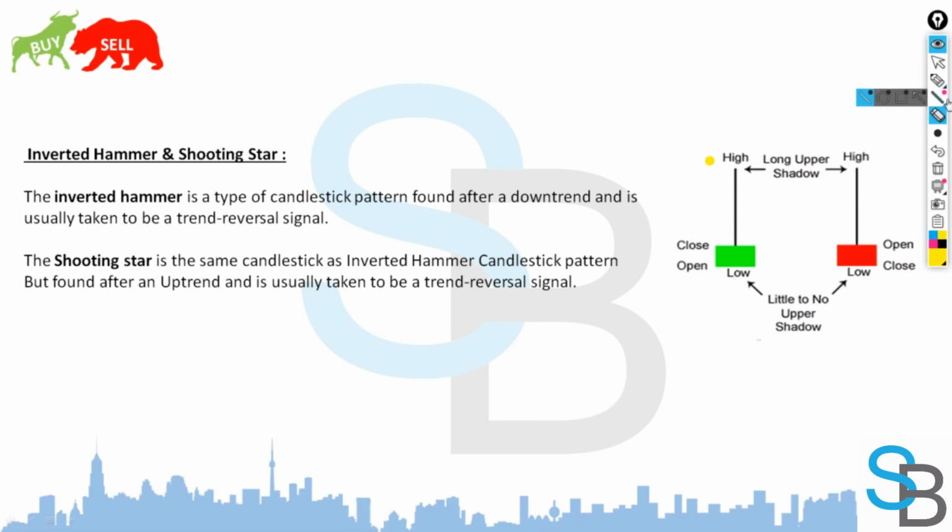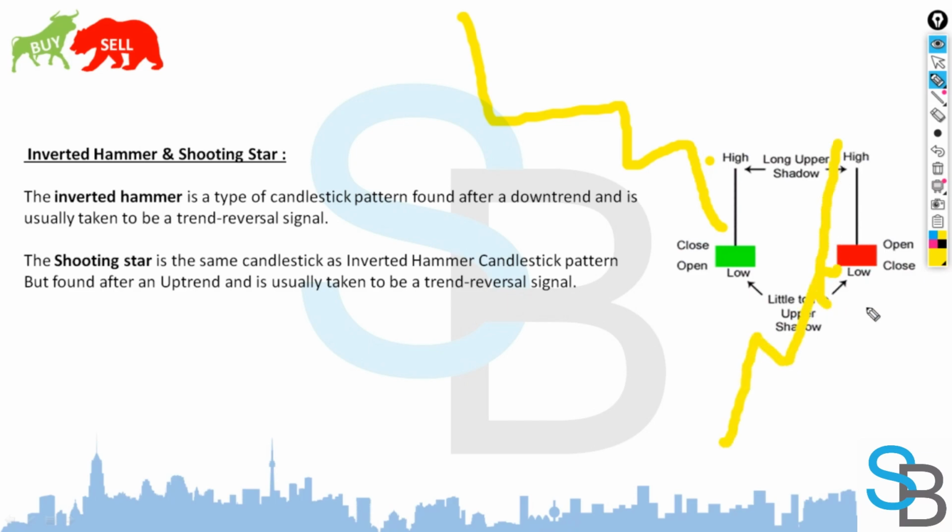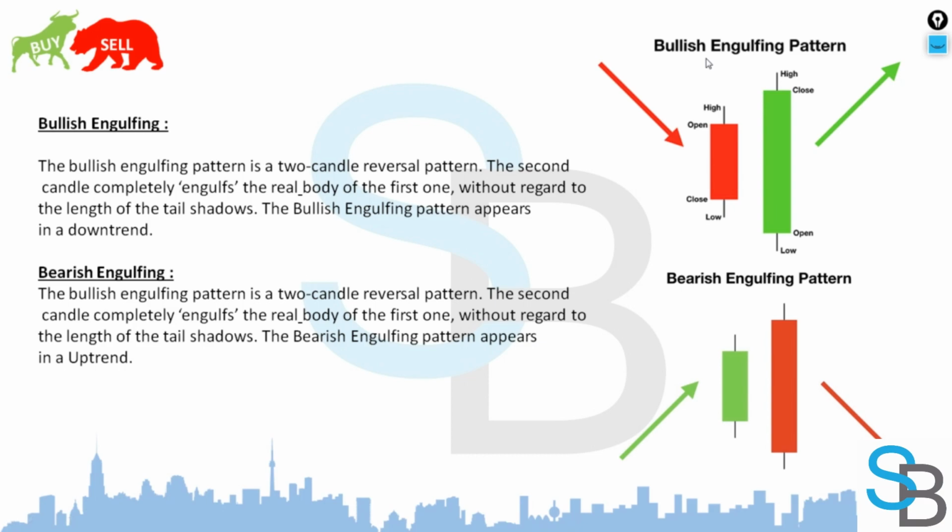If the trend is a downtrend, we name that an inverted hammer. If the trend is an uptrend, we name that a shooting star, and it usually signals a trend reversal. So if we see that, and the next candlestick goes to confirm this candlestick pattern, generally the trend reverses. Next, we are going to see bullish engulfing and bearish engulfing.